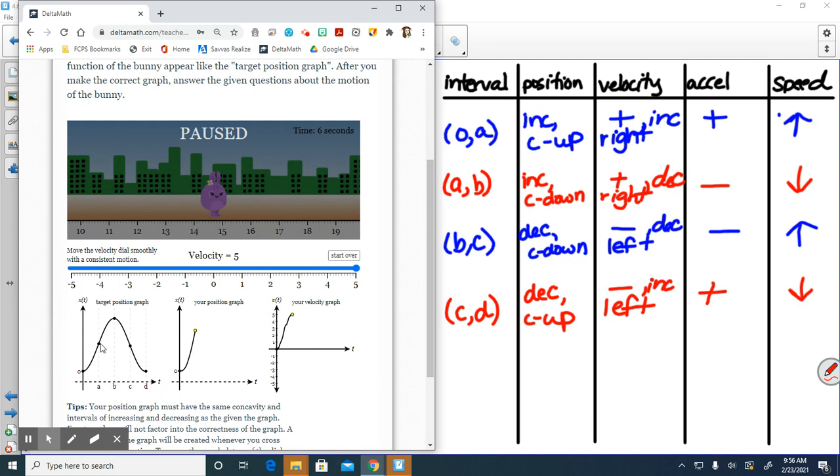Now I need to go from A to B. So I need to make sure that my velocity is still positive, but decreasing. And then I glance ahead to see that after that my velocity is going to be negative. So I'm going to take my velocity all the way back down to 0. So positive and decreasing.